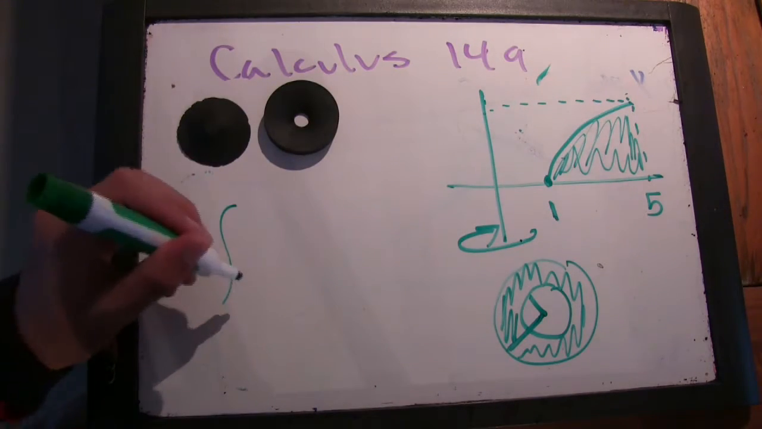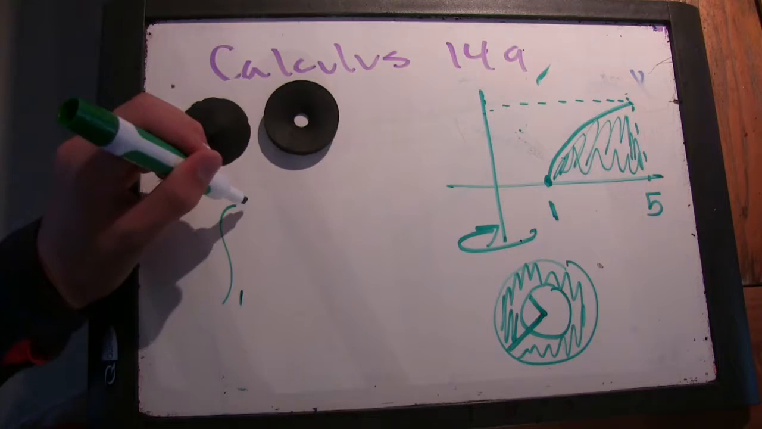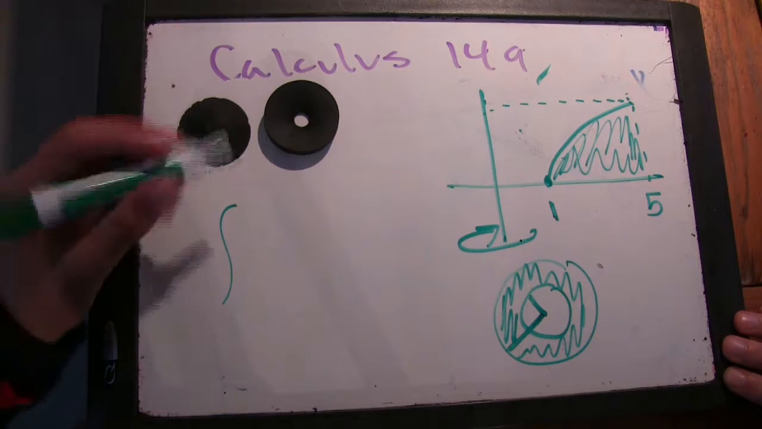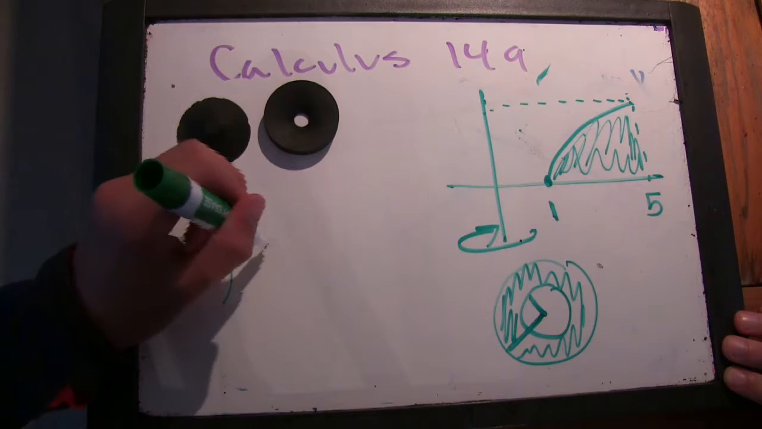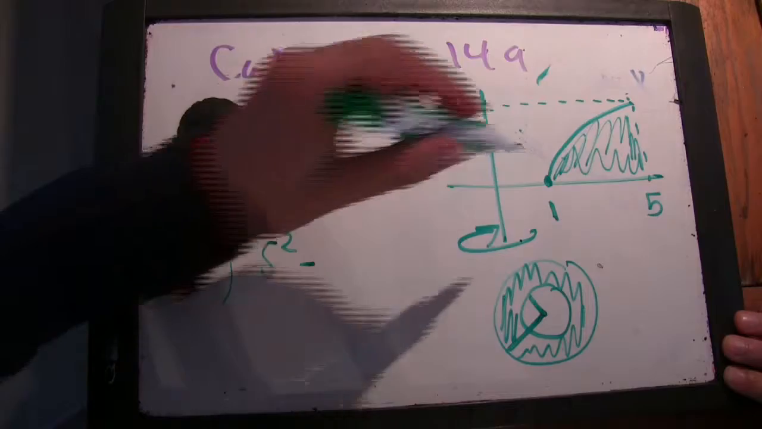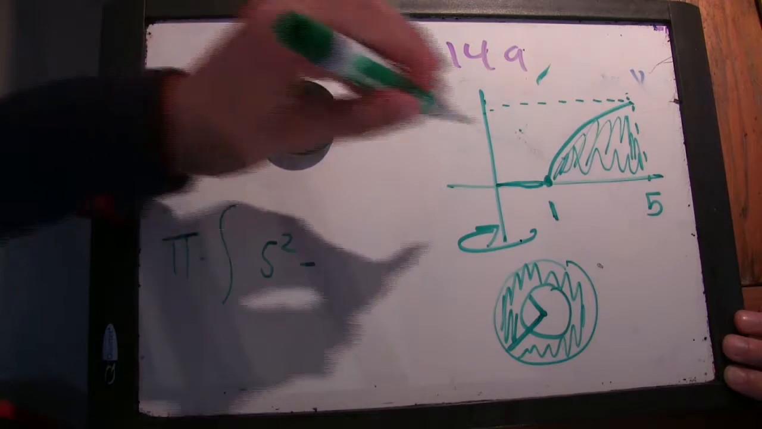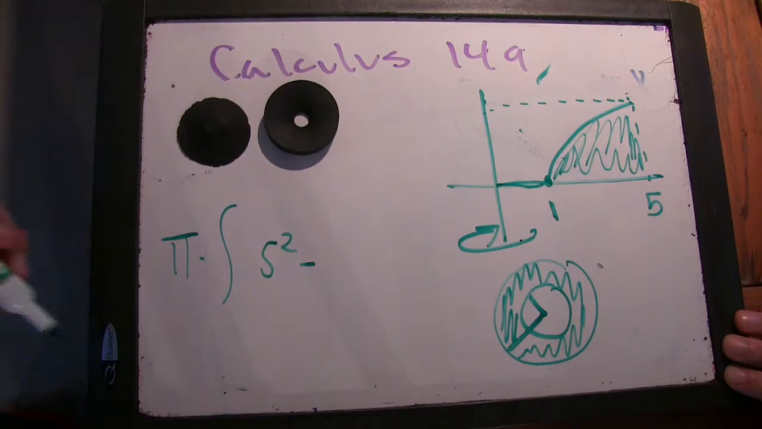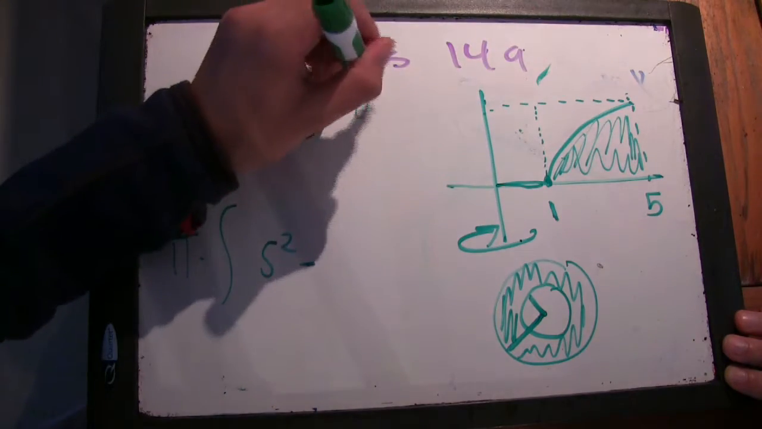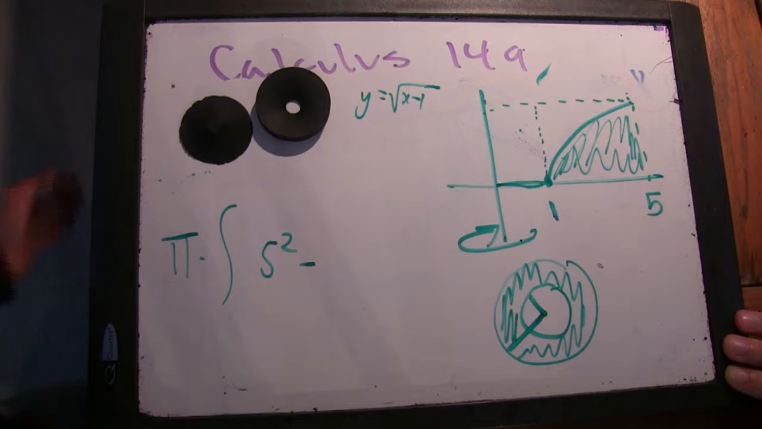So we have the integral from one. Actually, no, we're going around the y-axis, so I'm going to wait on that. But we have pi times the integral from somewhere to somewhere of 5 squared minus something. This integral we have to express in terms of y's and dy's because we're going around the y-axis. Okay. So it was y equals the square root of x minus 1, just like that. All right.